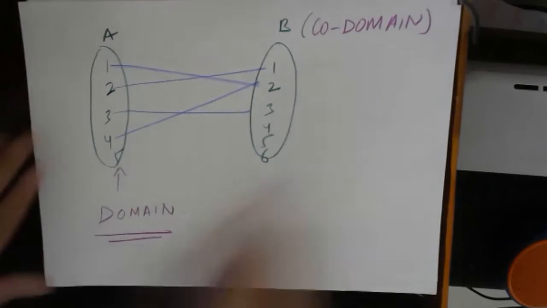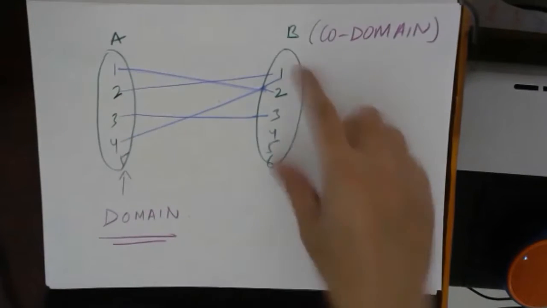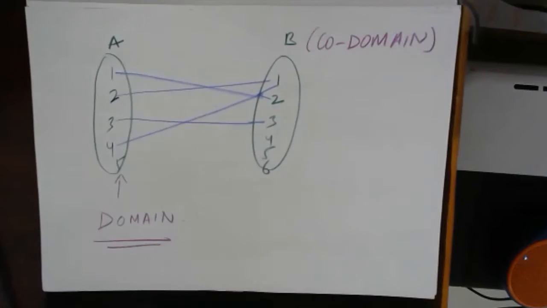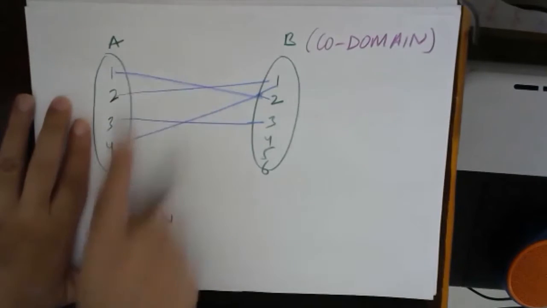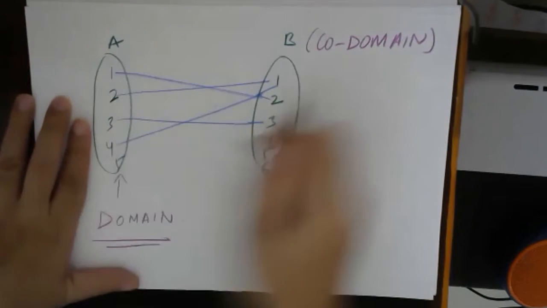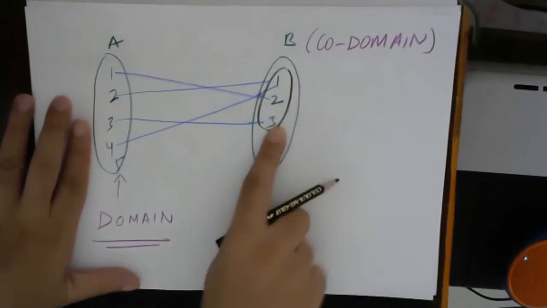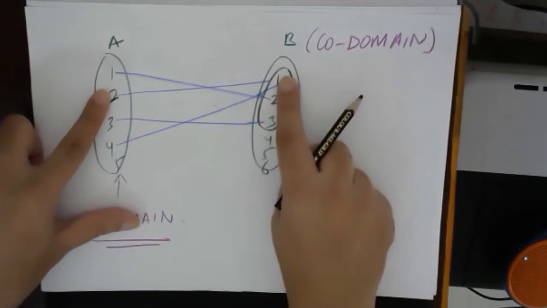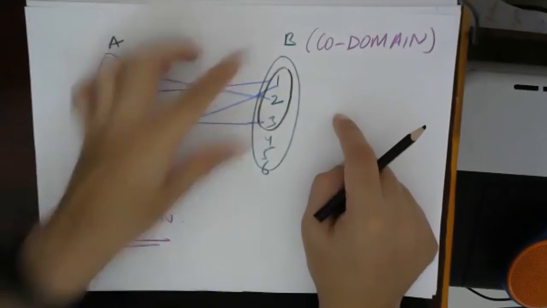This complete set will be known as the codomain. It's a larger set, which means whatever elements are in B are called the codomain. Only the elements which are linked with set A, which are only 1, 2, and 3, are the images. So 1 has image 2, 2 has image 1, 4 has also image 1, and 3 has image 3. So these are the elements.